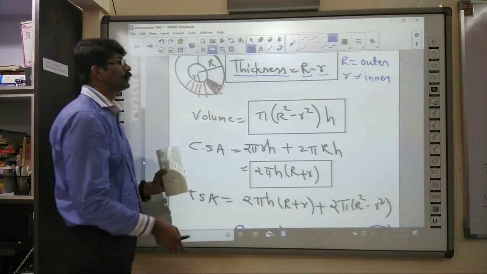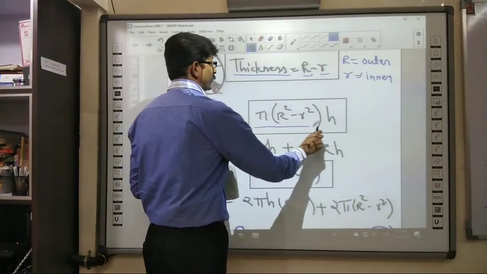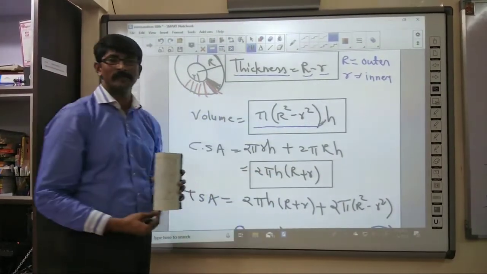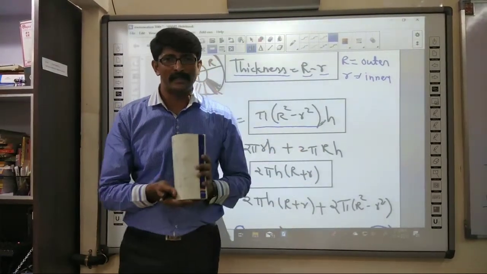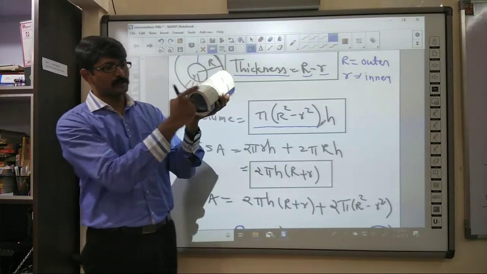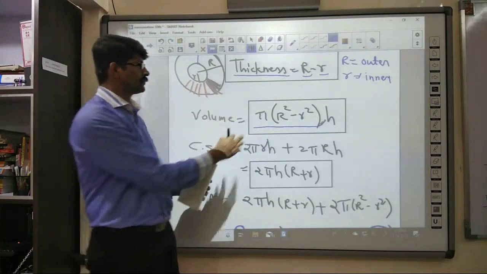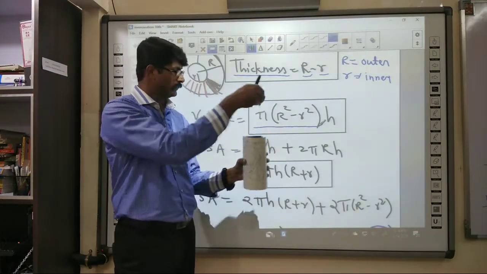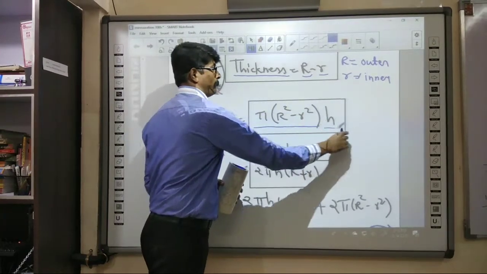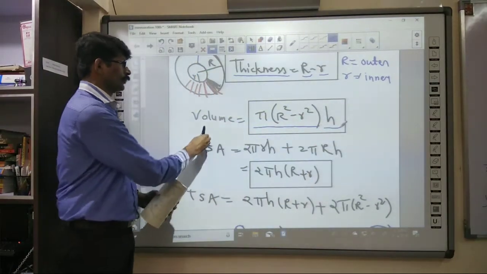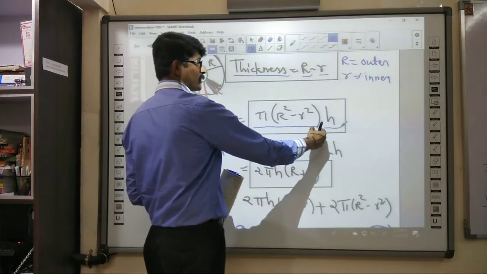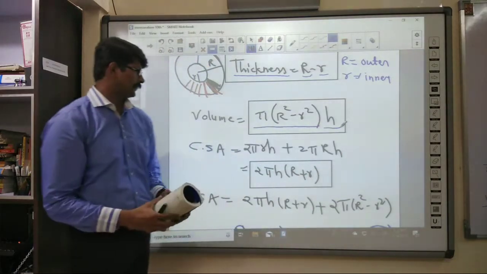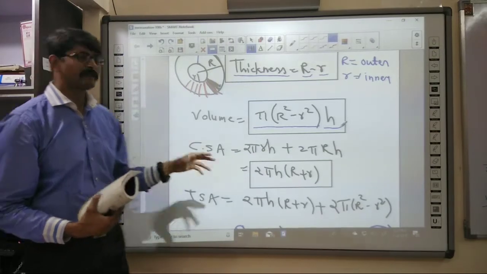The ring area is pi capital R square minus small r square, isn't it? What is the area of the ring? Area of the ring is pi R square minus r square. That into height is the basic formula of volume: base area into height. The base area is pi (R square minus r square) into height. And the curved surface area would be again in a similar manner.